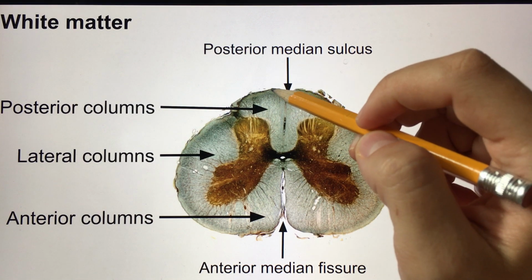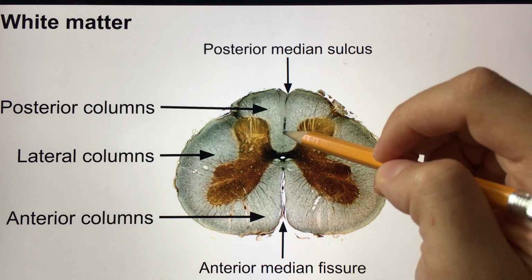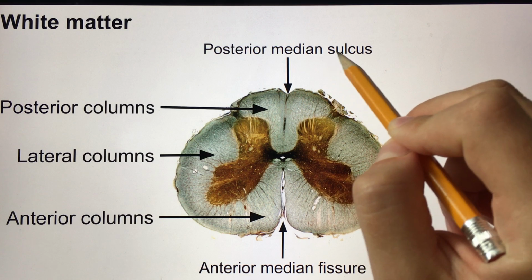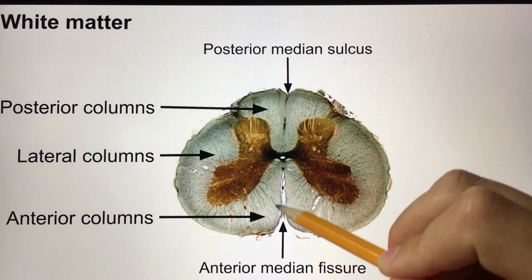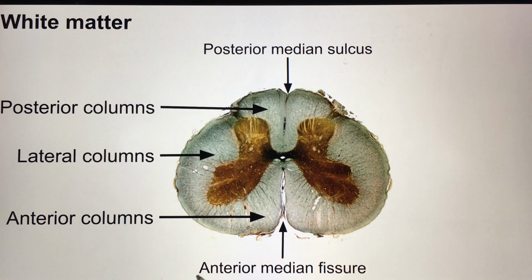The folds that separate the posterior columns on the right and left side, this fold right here, is called posterior median sulcus. And a larger fold that separates the anterior columns, this one right here, is called anterior median fissure.